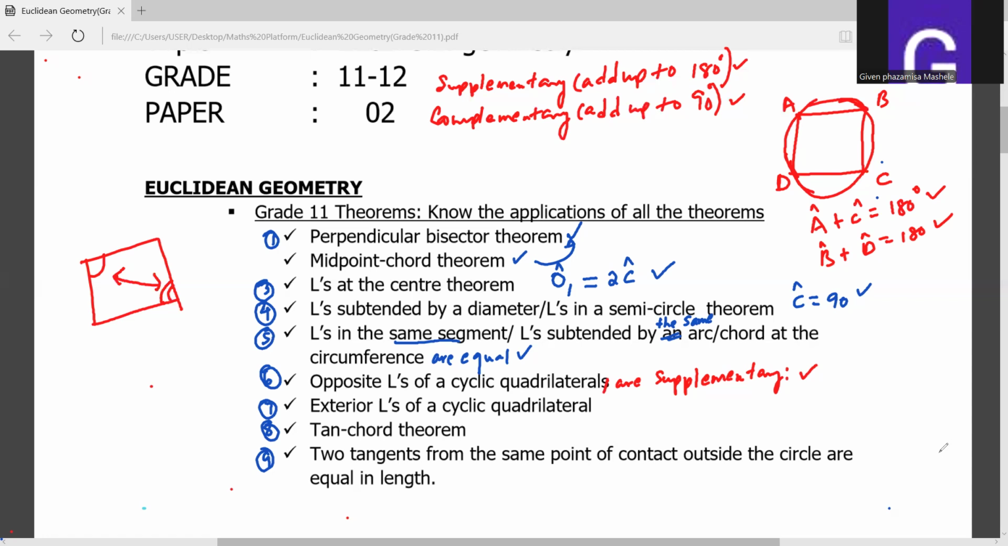Sometimes in the exam, they will not tell you that you are given a cyclic quad. So it is you who should look on the diagram or on your rider and check whether you are having a cyclic quadrilateral or not.